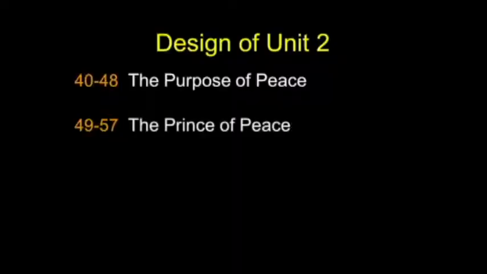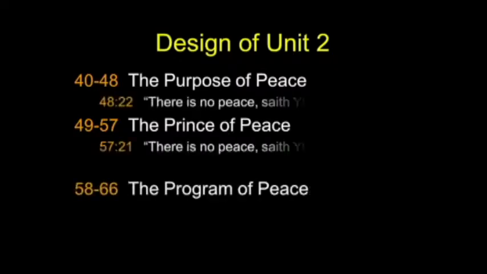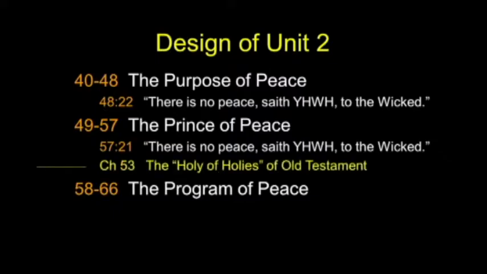Now, the Unit 2, as you may recall, has three major segments. The purpose of peace, the prince of peace, and the program of peace. And those first two have a strange verse that sort of ties them off. The structure is not something we're imposing on it. It's something that's suggested by the structure itself. And right in the middle of the Unit 2, we find chapter 53 that we devoted several sessions to recently.